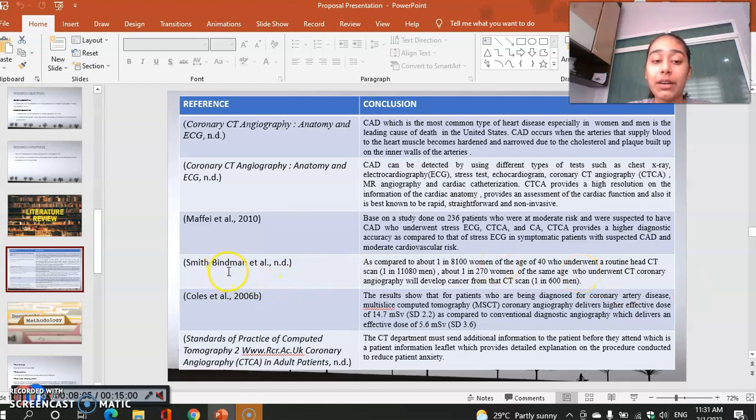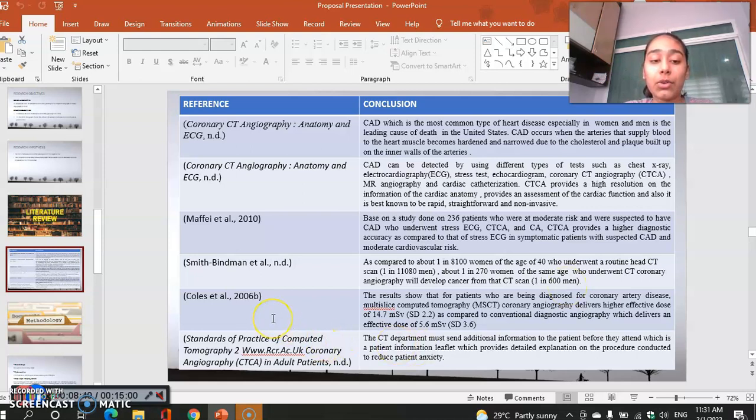Next is Smith-Bindman et al. As compared to about 1 in 8,100 women of the age of 40 who underwent a routine head CT scan, and 1 in 11,080 men, about 1 in 270 women of the same age who underwent CT coronary angiography will develop cancer from that CT scan, and it is 1 in 600 men, sorry.